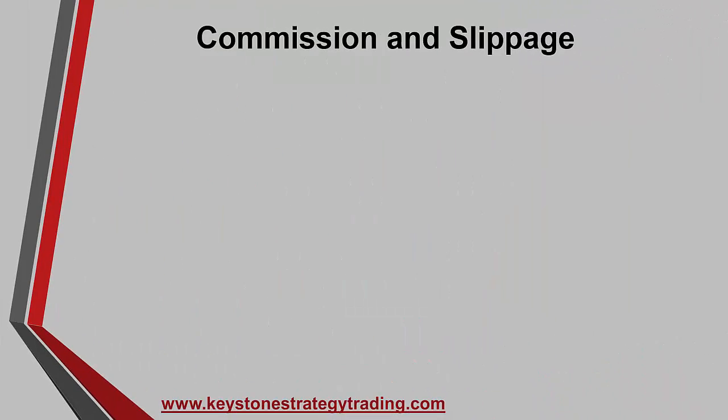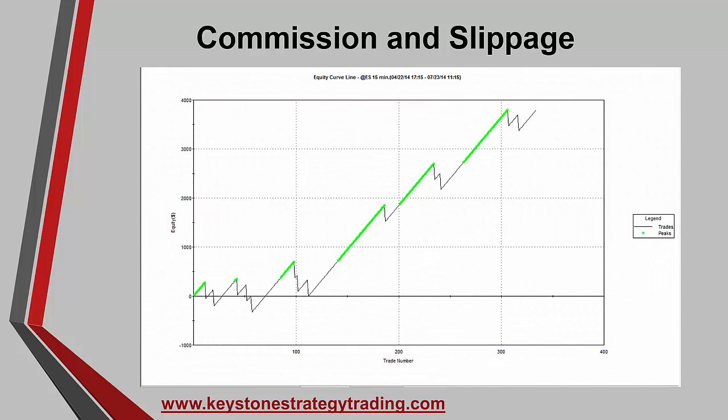So let's just take a quick look at commission and slippage and why that is so important. Okay, I wrote this strategy to quickly demonstrate how important commission and slippage can be for a strategy. This is a simple strategy that says buy when the close is higher than the open and sell when the close is lower than the open. And there is no commission or slippage factored into the strategy.